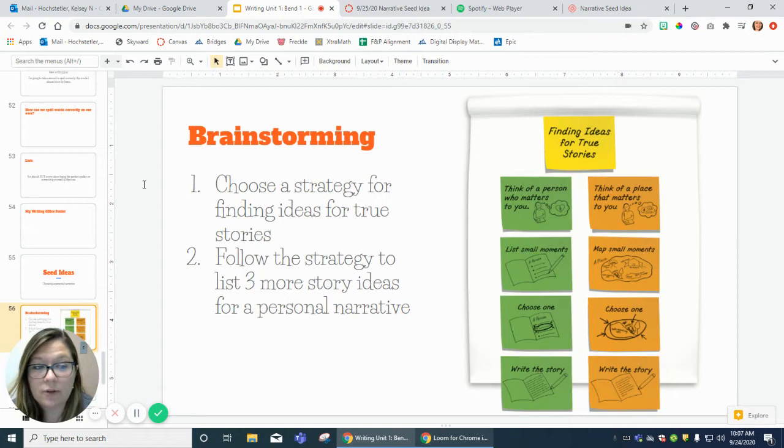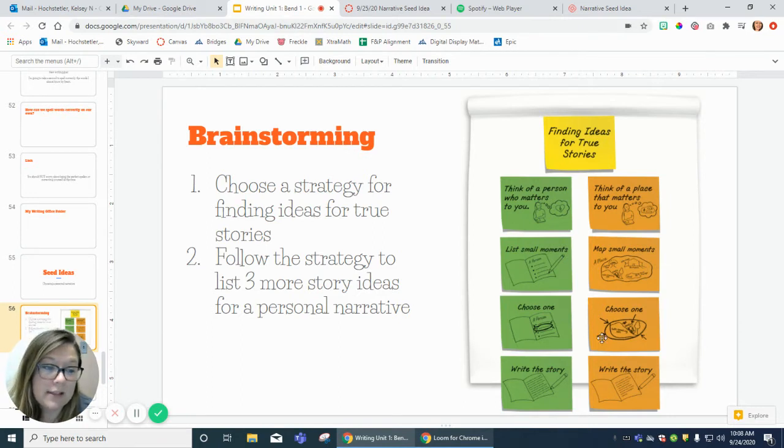So pick either thinking of a person or a place. And I want you to follow the strategy, but I want you to stop halfway, because you only are going to need to think of a person or a place and come up with small moment ideas. And then I want you to stop there. You do not need to choose one and write the story.